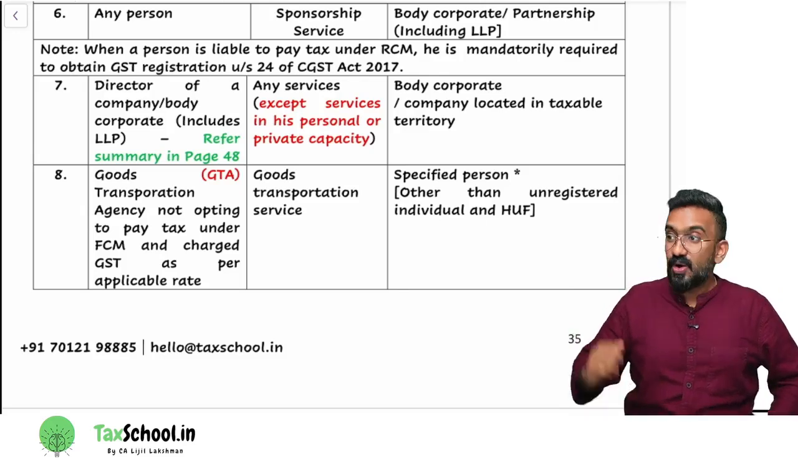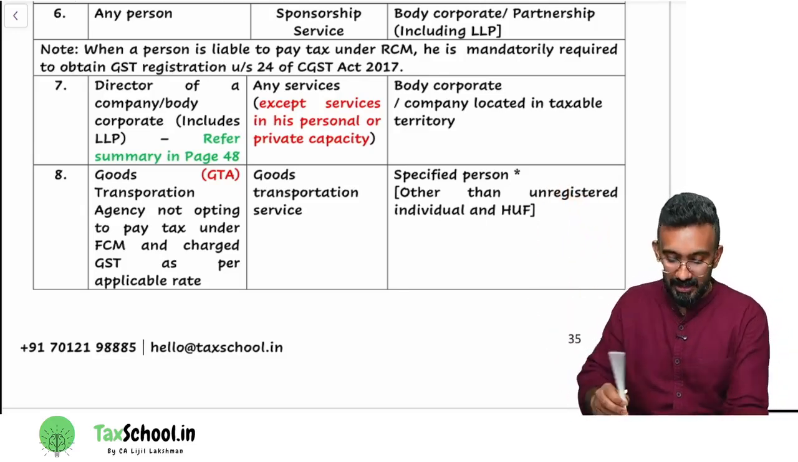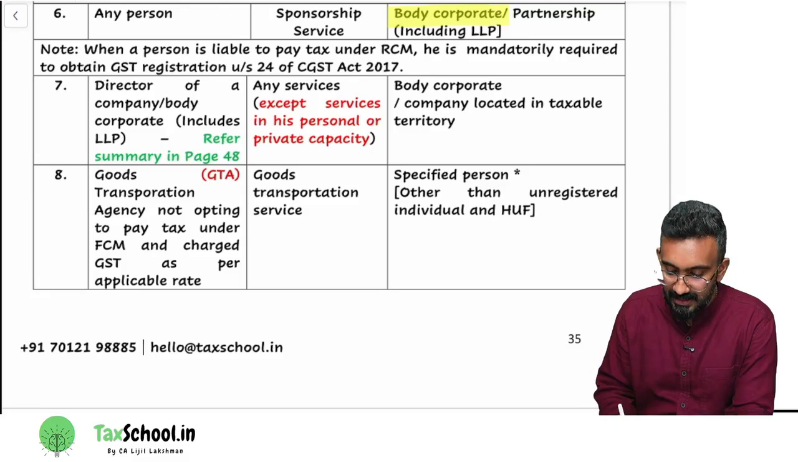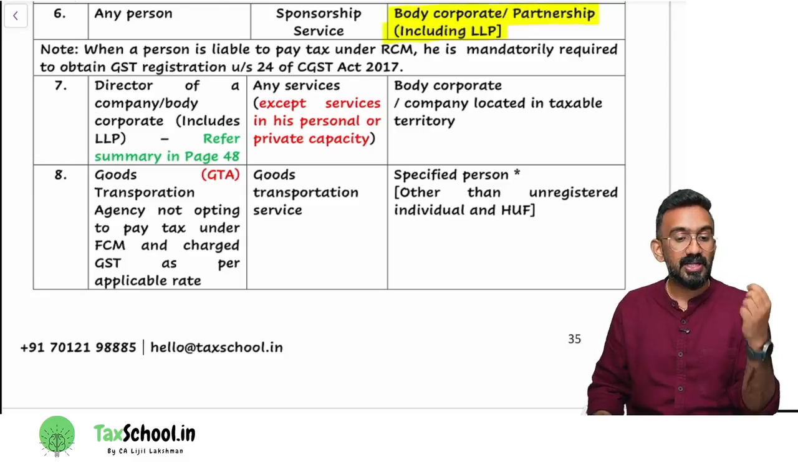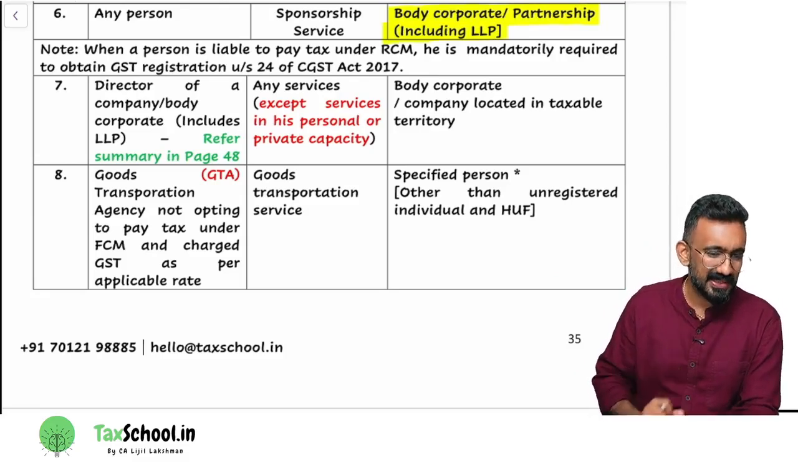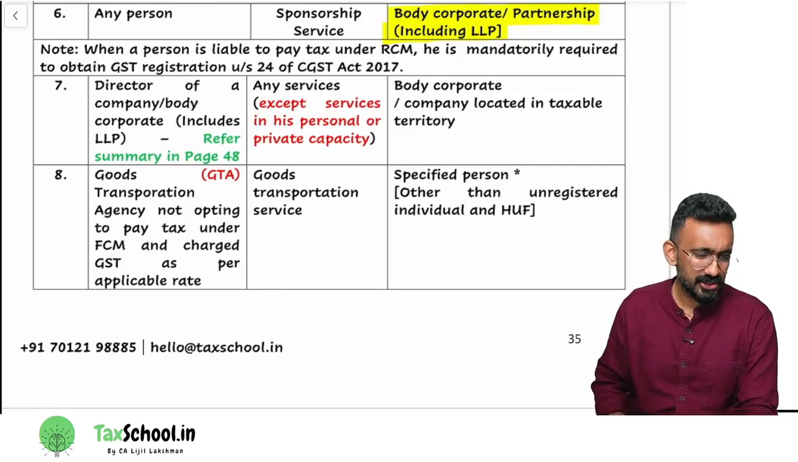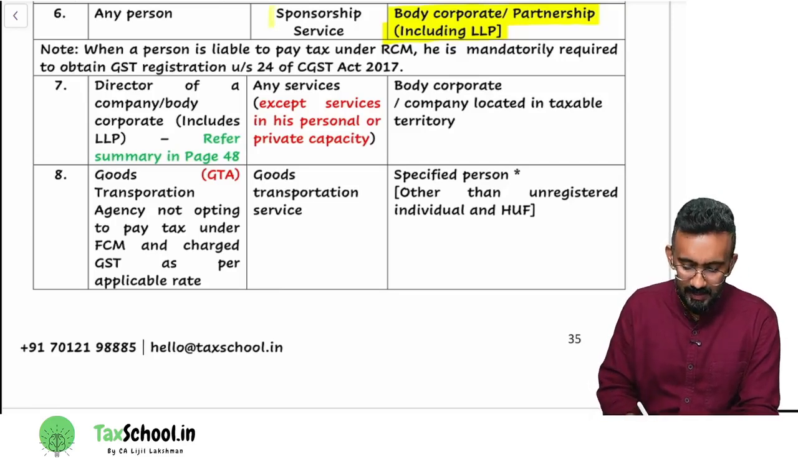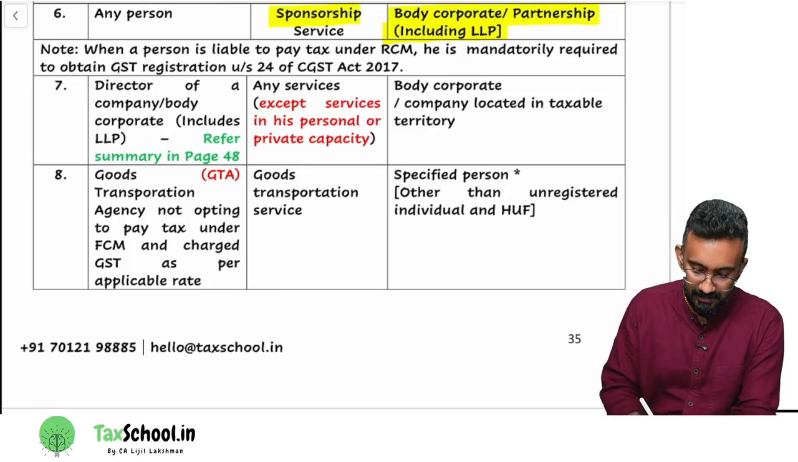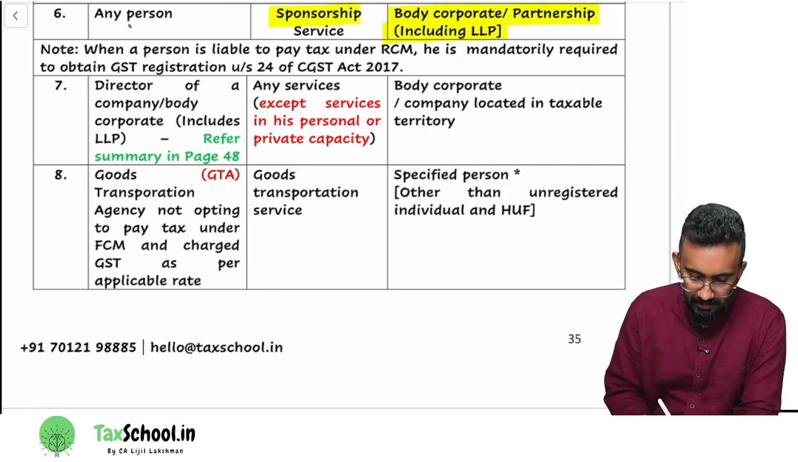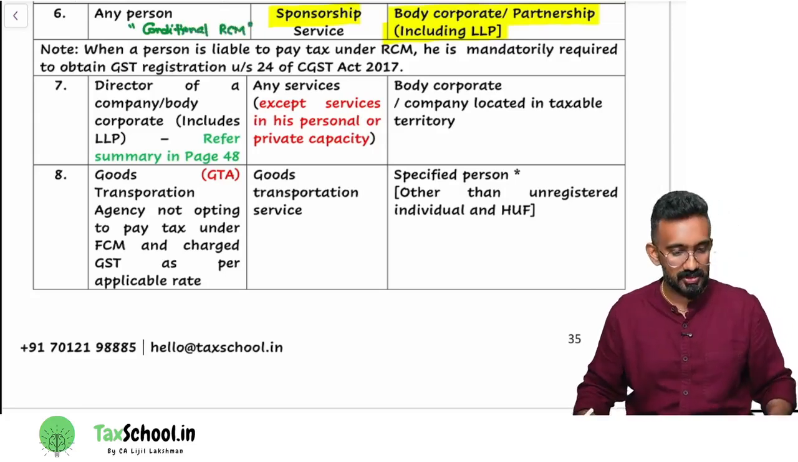Why? On the recipient part, it will be taxed under RCM only if the recipient is a body corporate or partnership firm. The important wordings that they have given. It's a little tricky to remember this much, but understand, sponsorship service would be a conditional RCM. Which one was the earlier conditional RCM that we had? It was direct selling agent. So after that, it is sponsorship service.